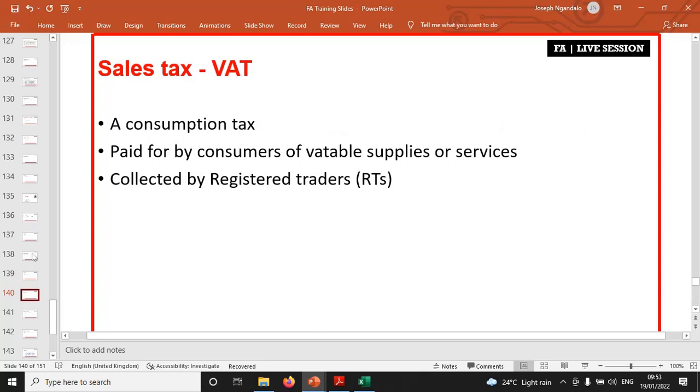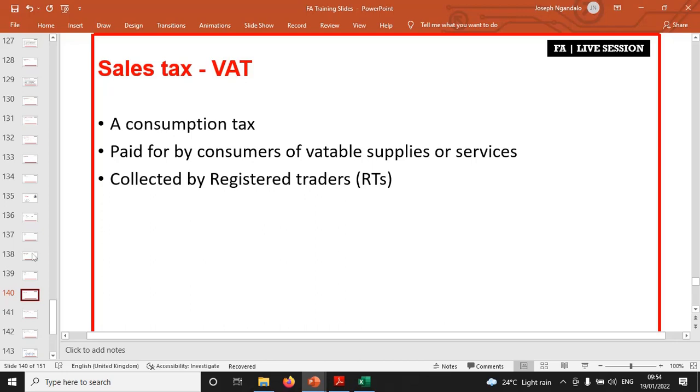Sales tax attributes. Number one, this tax is a consumption type of tax. When do we get to pay this tax? When we buy goods or services. Consumption tax. Secondly, if it is a consumption tax, it will be paid for by consumers of taxable supplies or services.